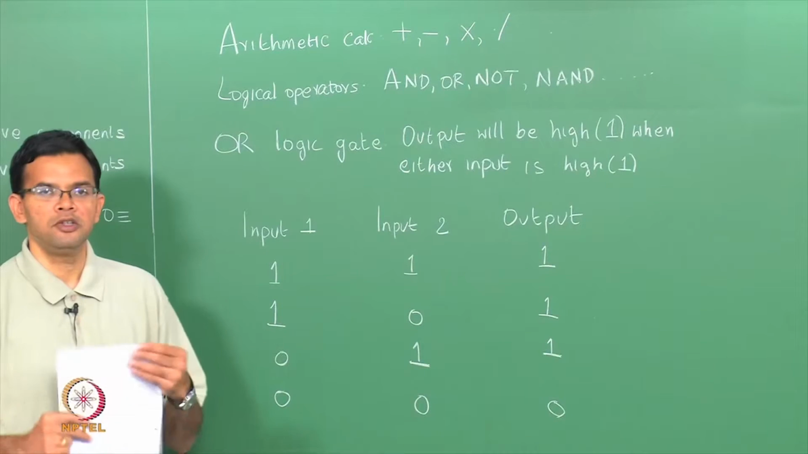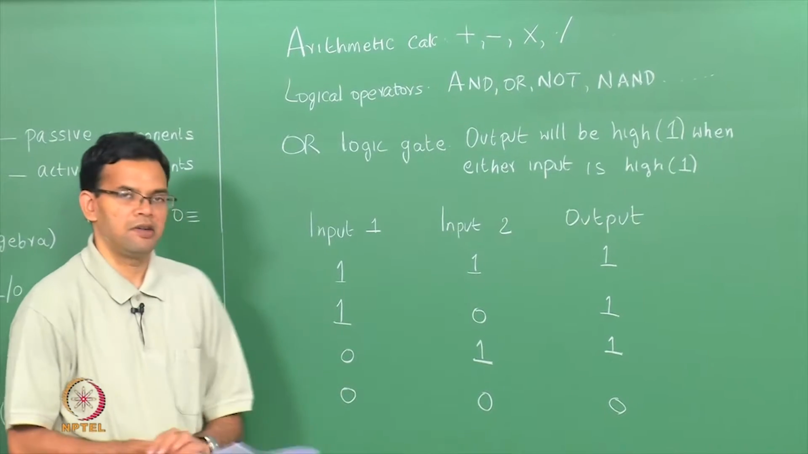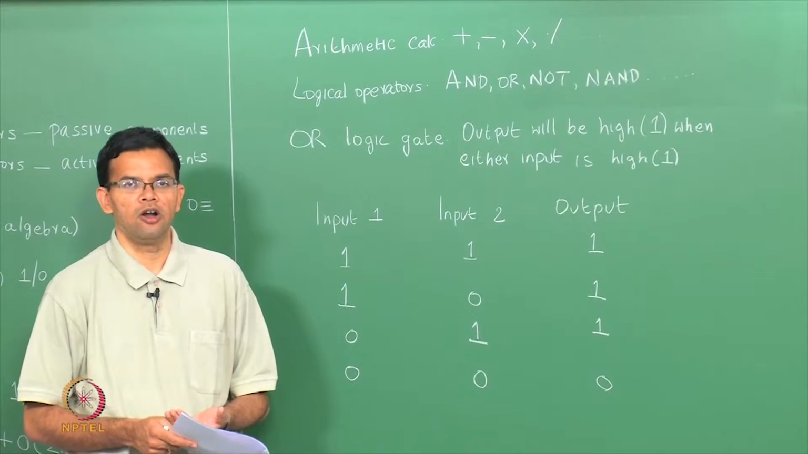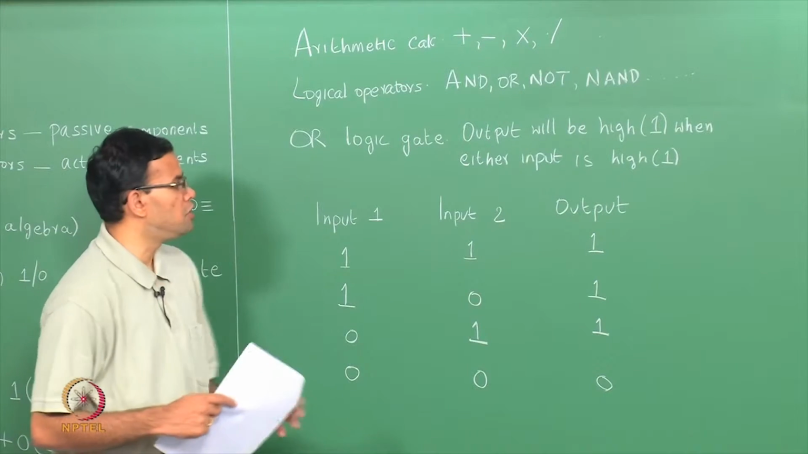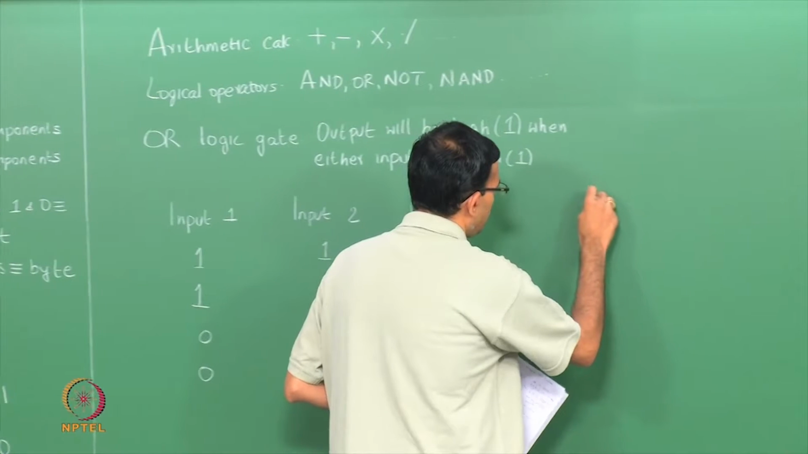So, it is possible to construct an OR gate which displays these characteristics. This is essentially called a truth table, by just using two diodes. So, let me draw the circuit diagram.